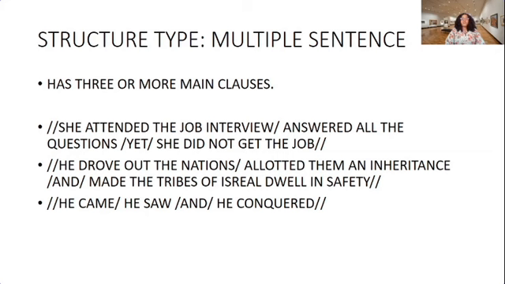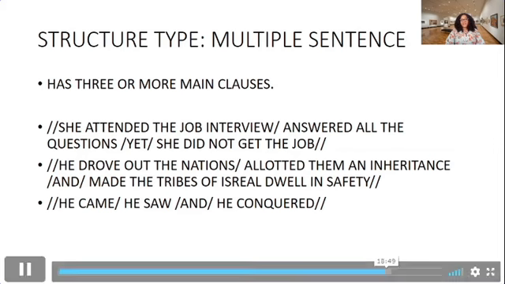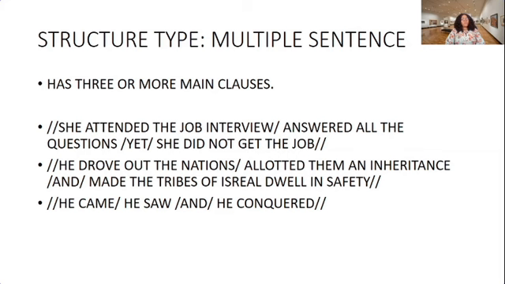Last on our list of sentence types today is the multiple sentence. A multiple sentence is a sentence that has three or more main clauses. Remember, the compound complex sentence also has three or more clauses, but we have two main and one subordinate. But the multiple sentence has three or more clauses, and all of them are main clauses. So it's a congregation of several sentences, so to speak. You have examples on your screen.